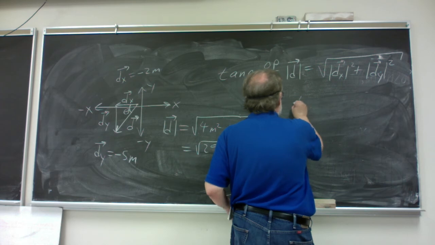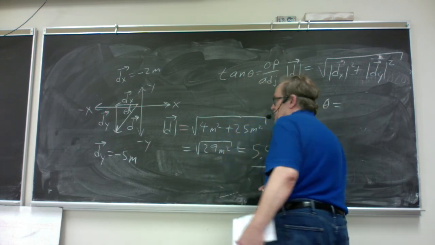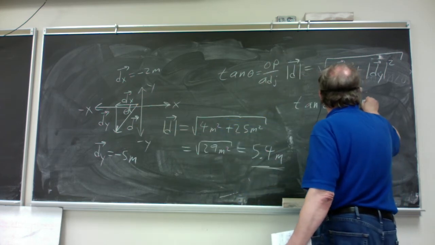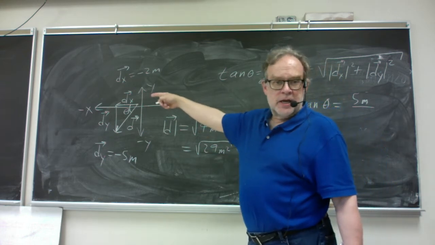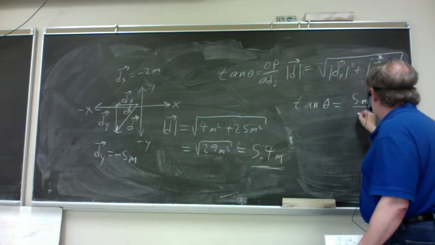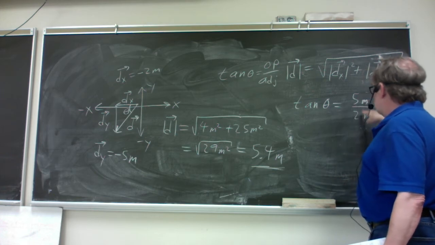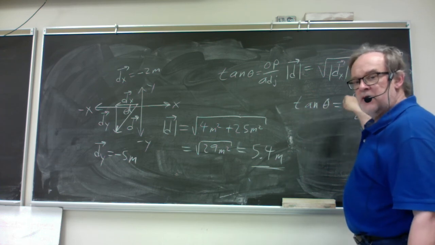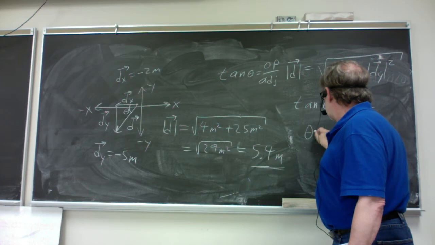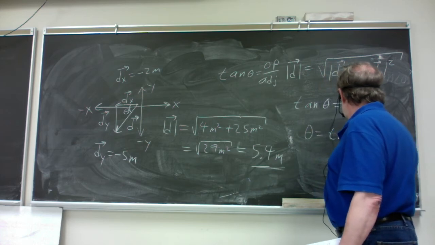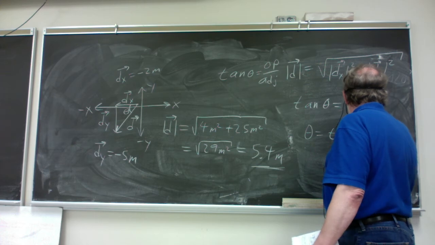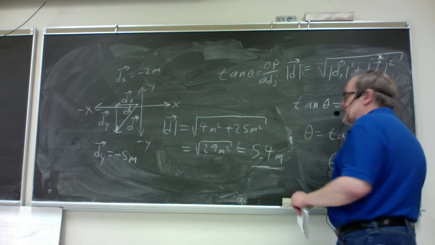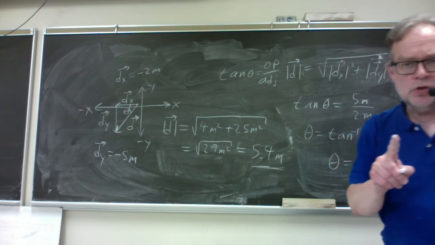then tangent of the direction angle is just the length of the opposite side, which is the magnitude of dy, 5 meters, divided by length of the adjacent side, which is just the magnitude of the x component, 2 meters. So tangent of theta is equal to 5 halves. Theta is the number that has 5 halves for its tangent. So theta is inverse tangent of 5 halves, and that comes out to 68 degrees. But 68 degrees with respect to what?